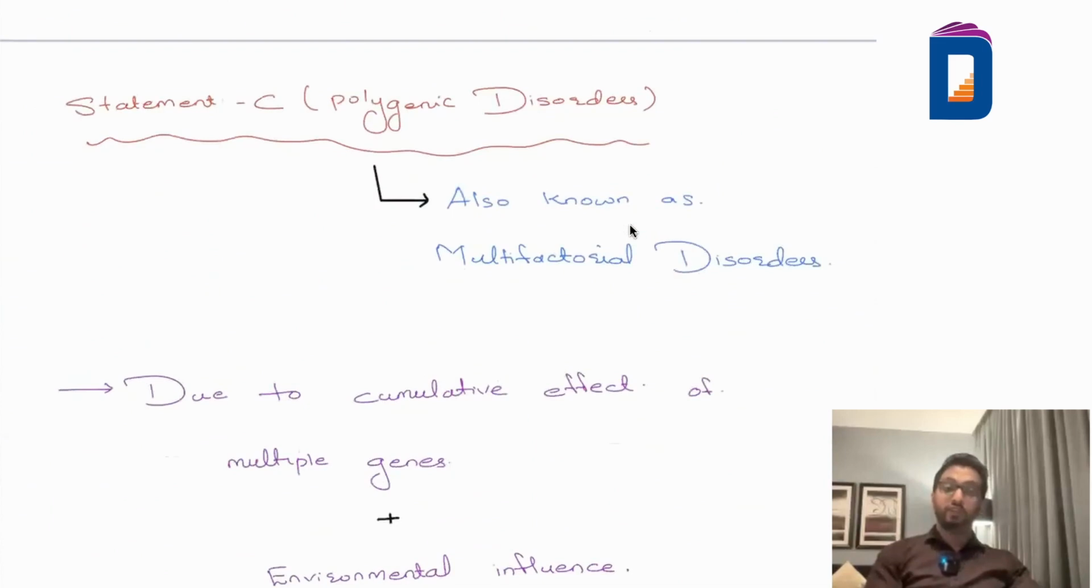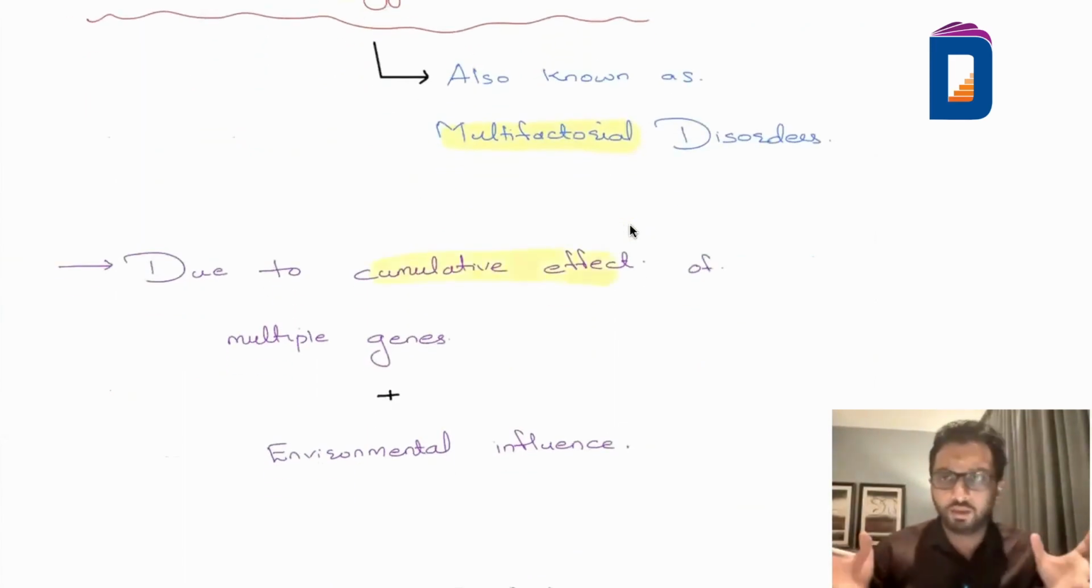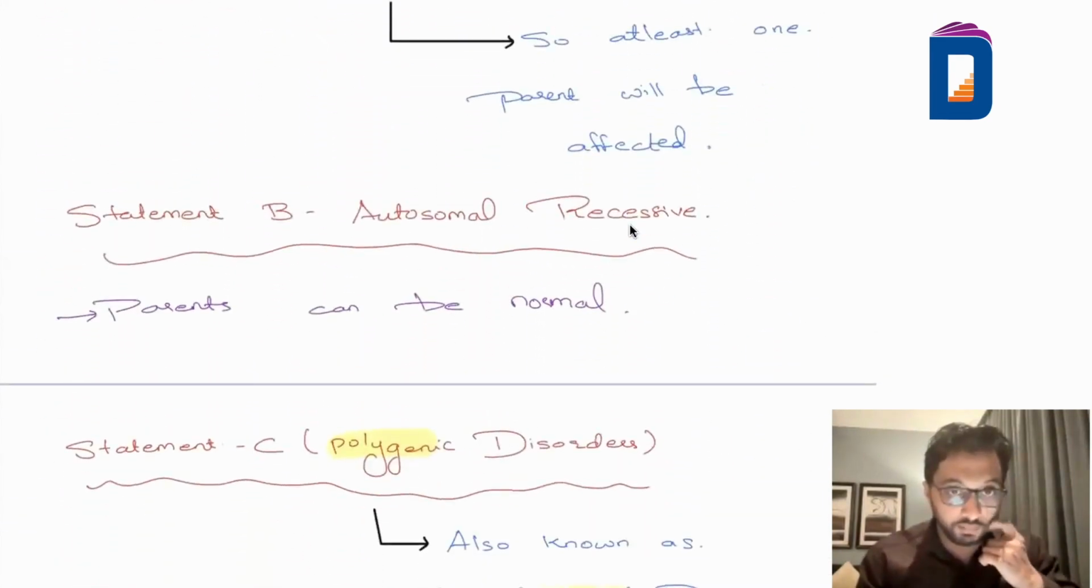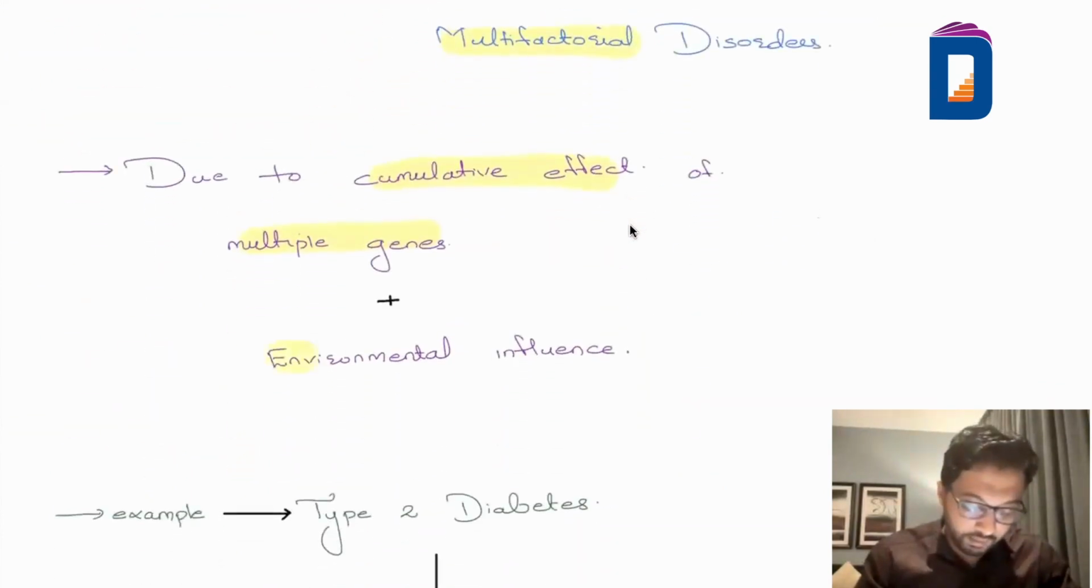The second, again, polygenic disorder. Polygenic disorder is one option. It's also known as multifactorial, multiple factors involved. It's a cumulative effect of multiple genes. Many genes combined together produce the effect. Normally in autosomal dominant and recessive, it's usually one gene being affected. But polygenic means multiple genes being affected, plus the influence of the environment. So two things are important here: cumulative effect of multiple genes plus environmental influence.